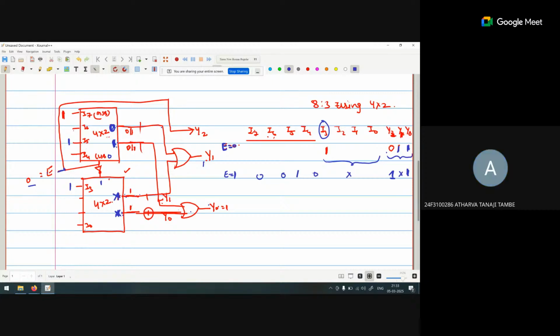So here, Y0 is connected to the LSB of both decoders, and Y1 is connected to the MSB of both decoders. And why is the enable connected to Y2? It's important. Because when the enable is 0, the lower decoder will be working, and for the lower one we get I0 to I3 as a combination. So for I0 to I3, the binary numbers are 000 to 011. So the MSB is always 0.